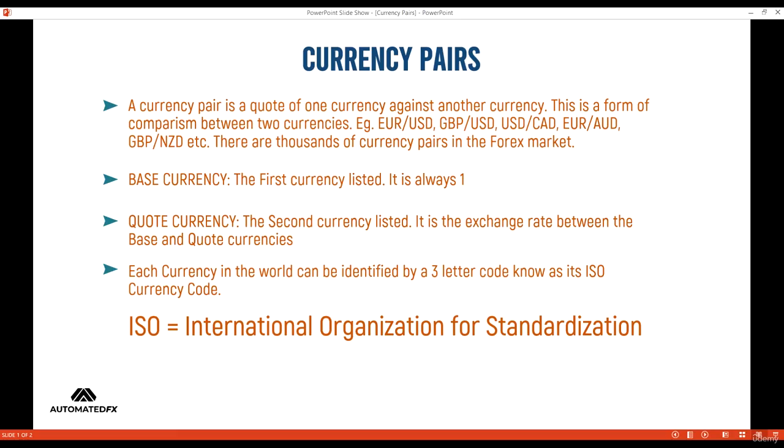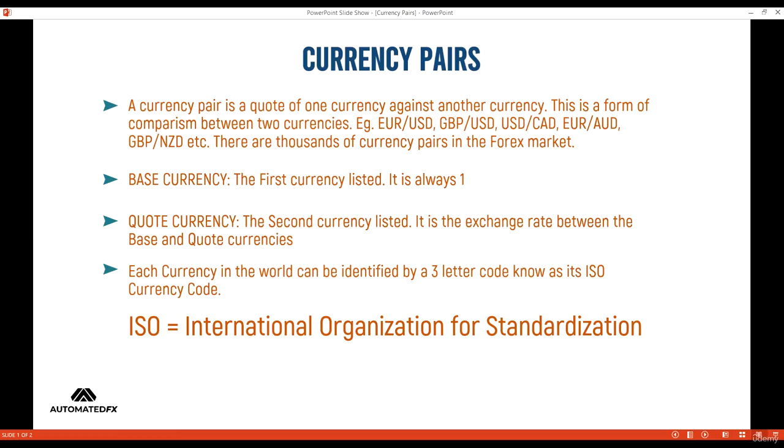In the forex market, or in forex trading, we don't just trade one currency. We don't just buy one currency or sell one currency randomly like that. What we do is we compare two currencies. So if we are buying a dollar, we will have to buy dollar against another currency. So we have different currency pairs.